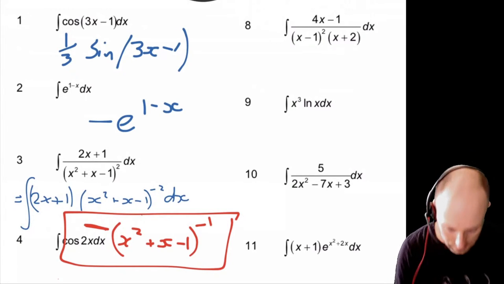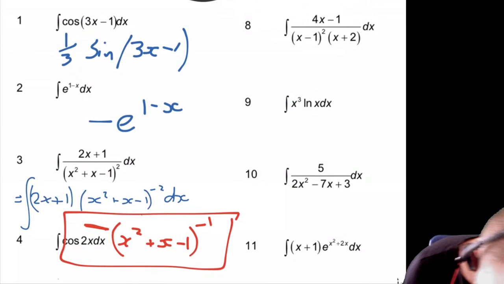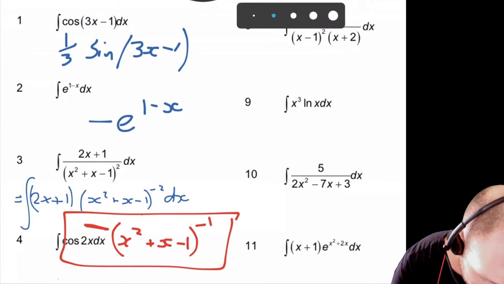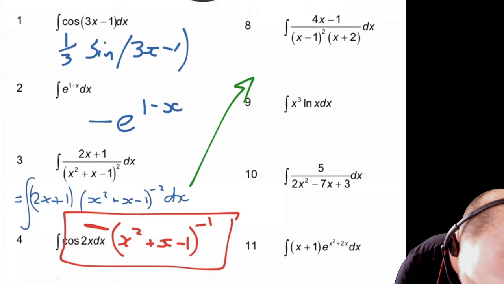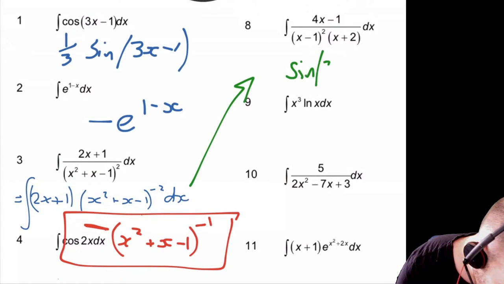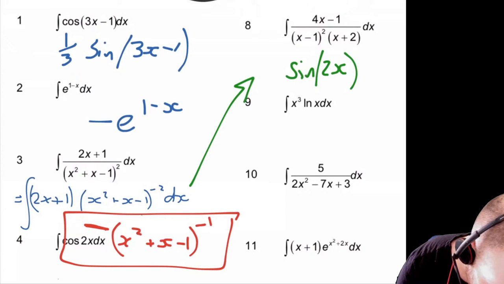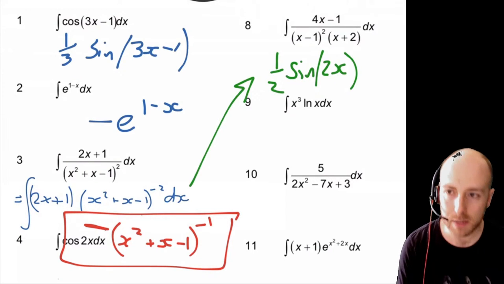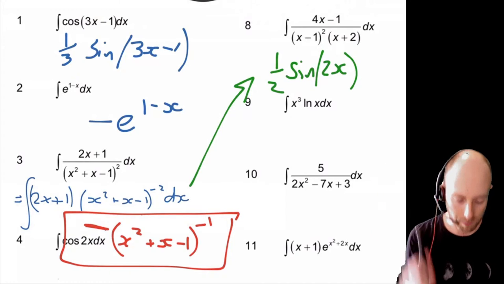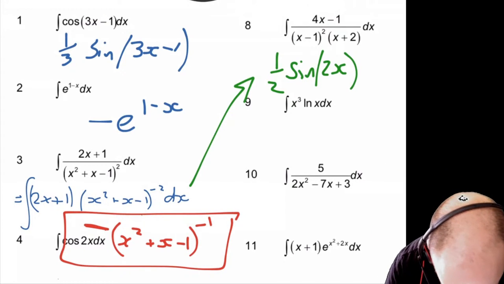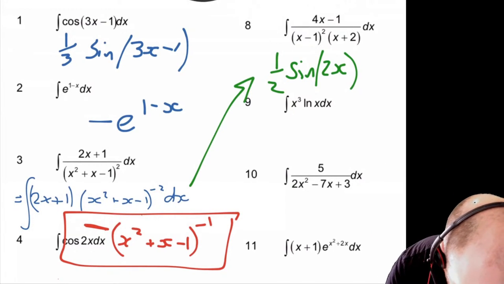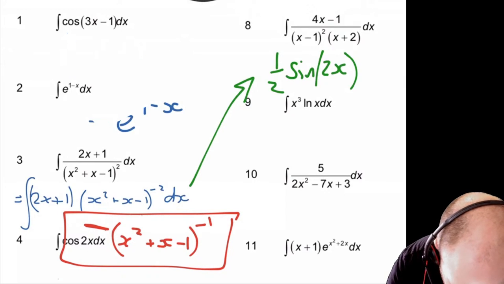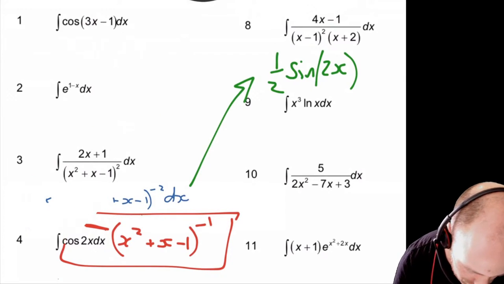All right. Next one is cos 2x. I'm going to do that up here just to save a bit of space. So integral of cos 2x, cos integrates to sine, so we get sine 2x, and then the 2 needs to come out the front, so we get half sine 2x. So it's very similar to question 1 and 4. Question 8 is a tedious partial fractions question, so just let me get some space for this one.